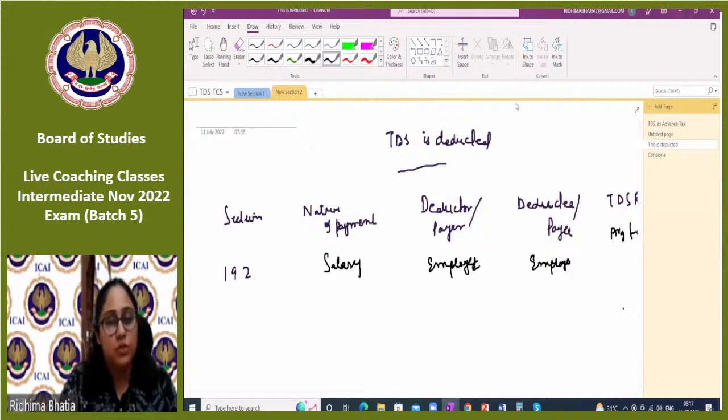Pooja, that is not possible. On a monthly salary of 18,000, no one would deduct TDS. If they are deducting TDS, that means you must have declared some other income.